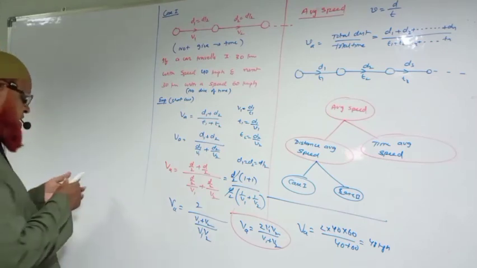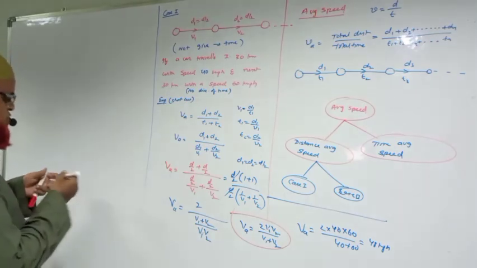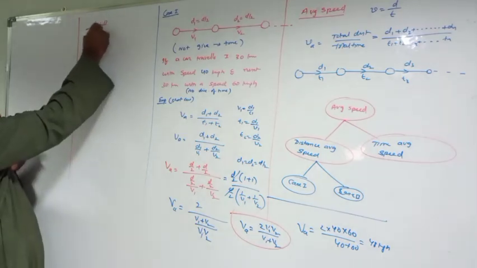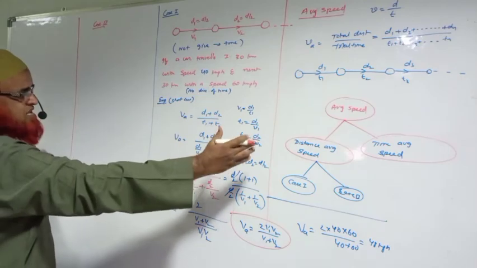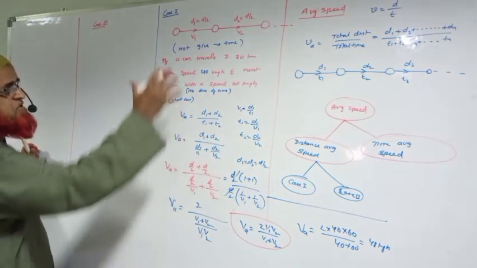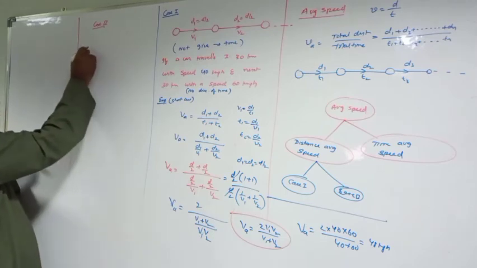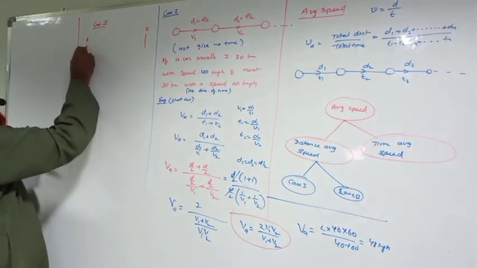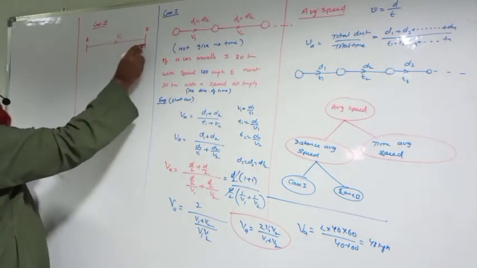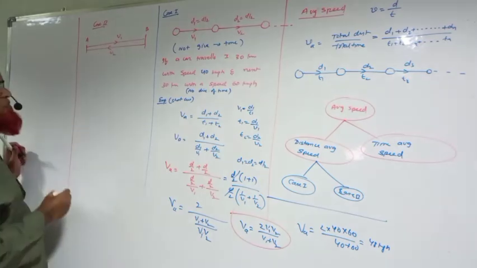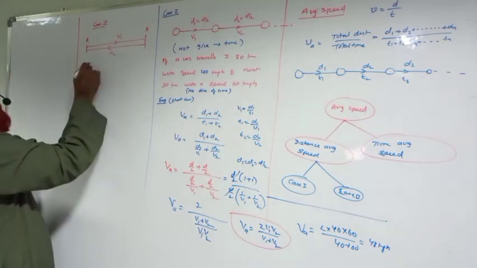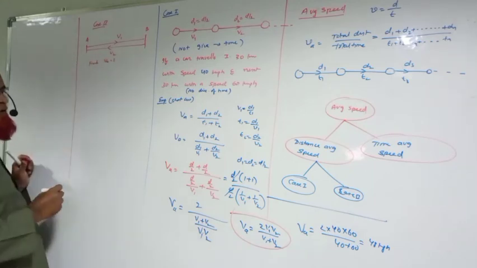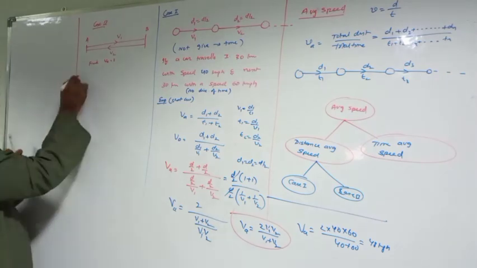Now, we shall discuss the next part of this question here. Next part, that is case 2. We shall discuss what is the case 2 here. Case 2 is the similar type of distance average speed only. In distance average speed, this is case 1 here. And what is case 2? Case 2 is, for example, this is point A and this is point B. If a body moves from A to B with speed V1 and returns from B to A with speed V2, then find average speed here.